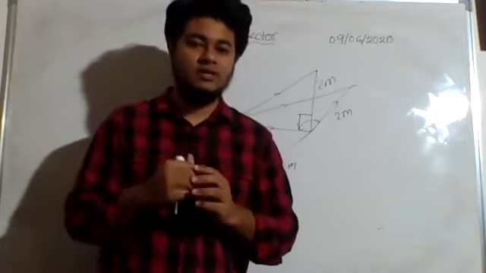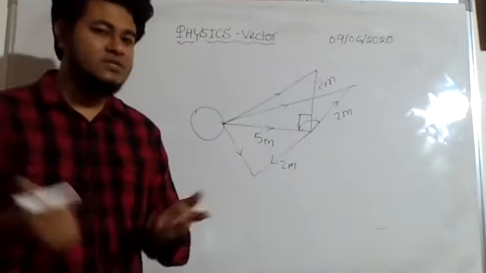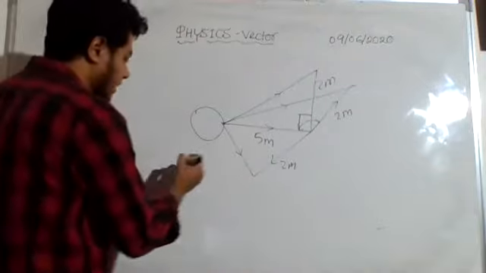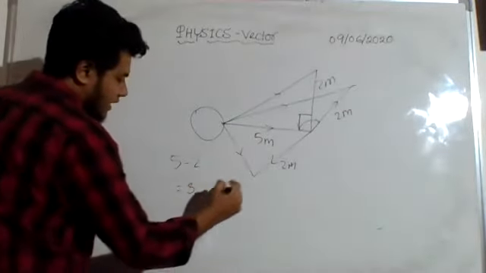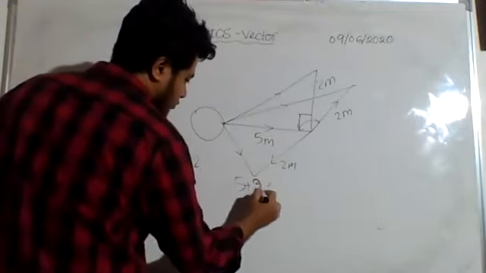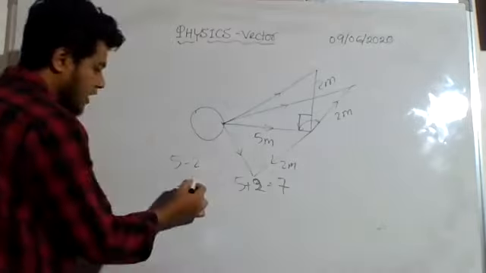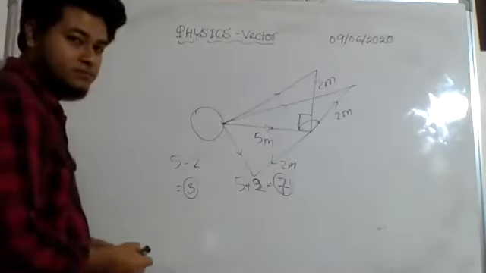Yes, we can say that the result is going to be between this range. What is that range? The minimum answer possible is 5 minus 2, that is 3, and the maximum answer that is possible is 5 plus 2, that is 7. So our answer will range from 3 to 7.